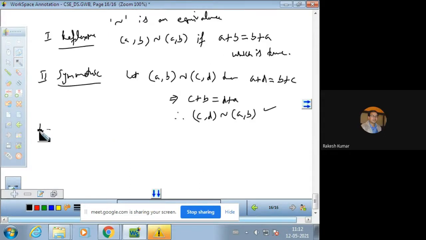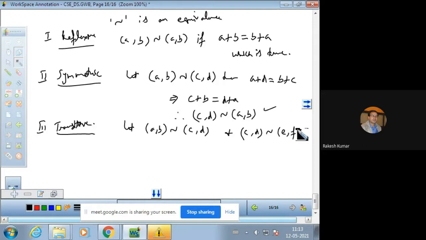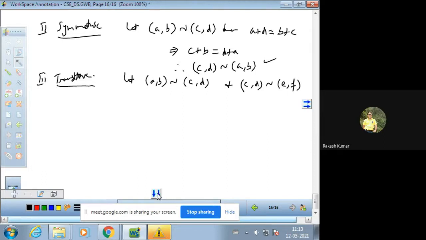The third one is transitive. For the transitive property, let (a, b) be equivalent to (c, d) and (c, d) be equivalent to (e, f). Now, what do we want to prove for transitive? We want to prove that (a, b) is equivalent to (e, f).